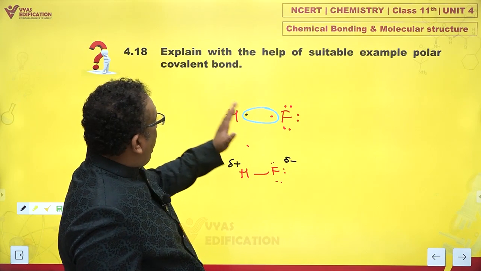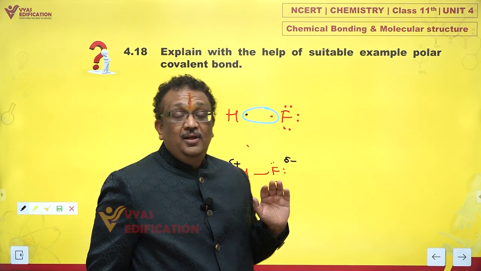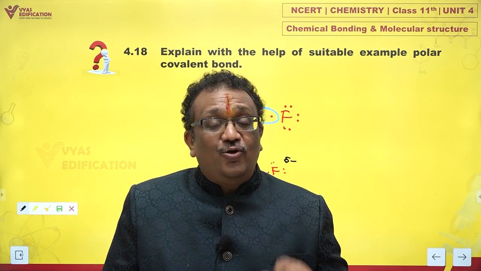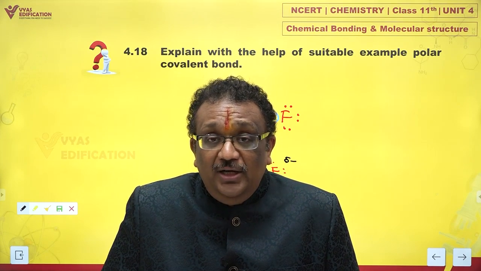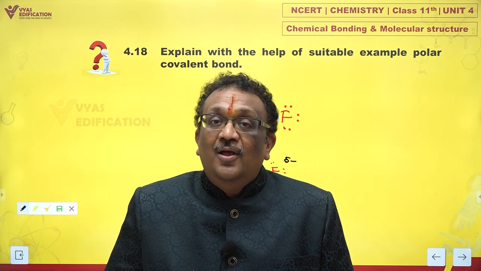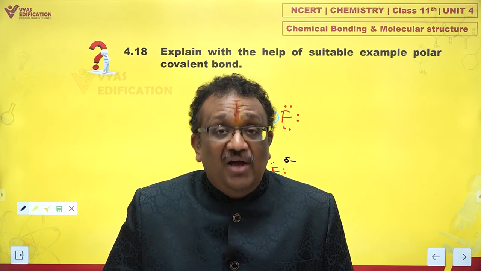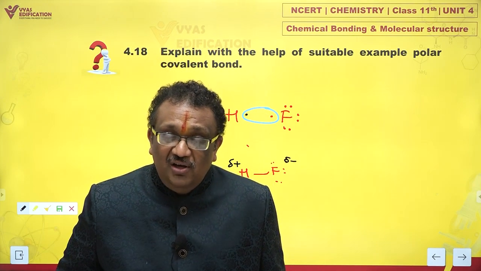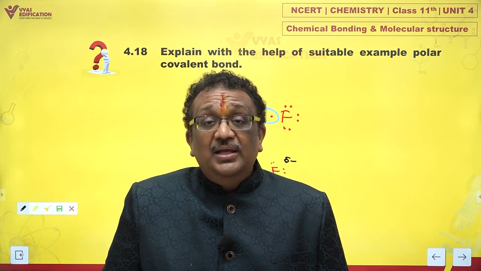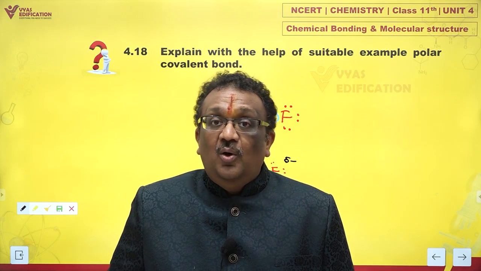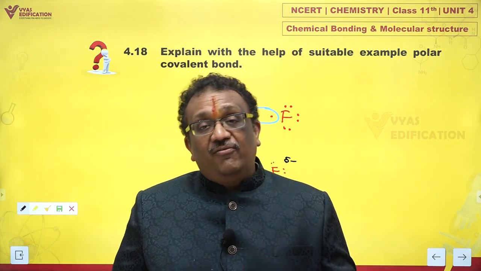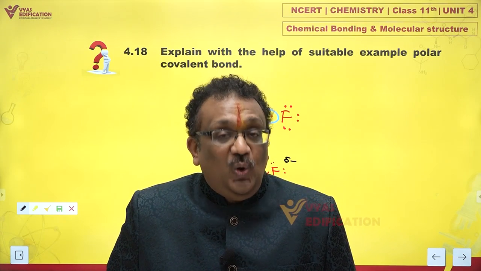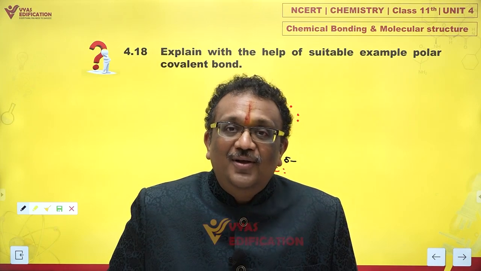So, what is a polar covalent bond? Whenever two atoms having different electronegativities are joined through a covalent bond, always the atom having higher electronegativity pulls the electron cloud towards itself, thereby acquiring a slightly negative charge, while the other atom acquires a slightly positive charge. This makes the covalent bond a polar covalent bond.